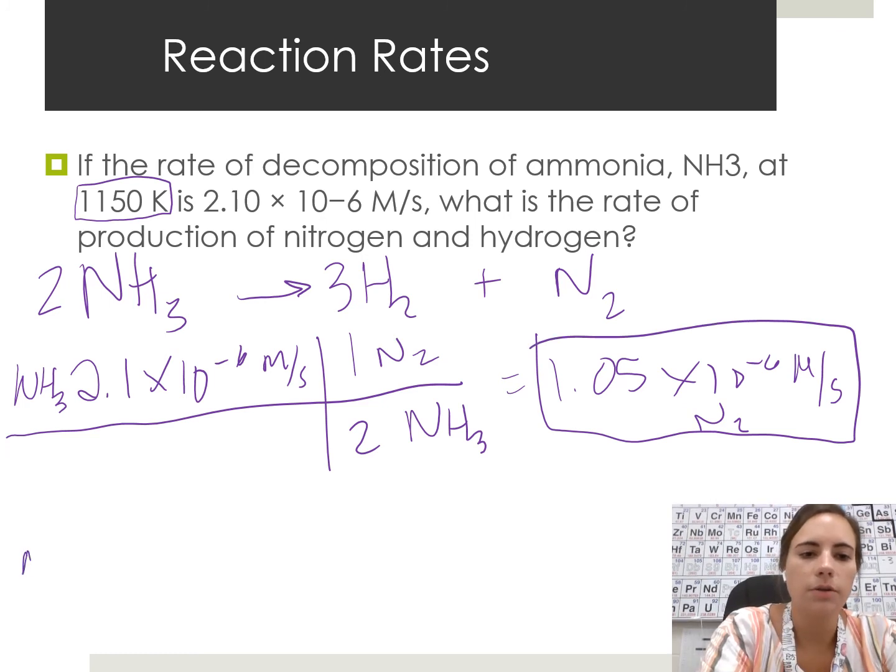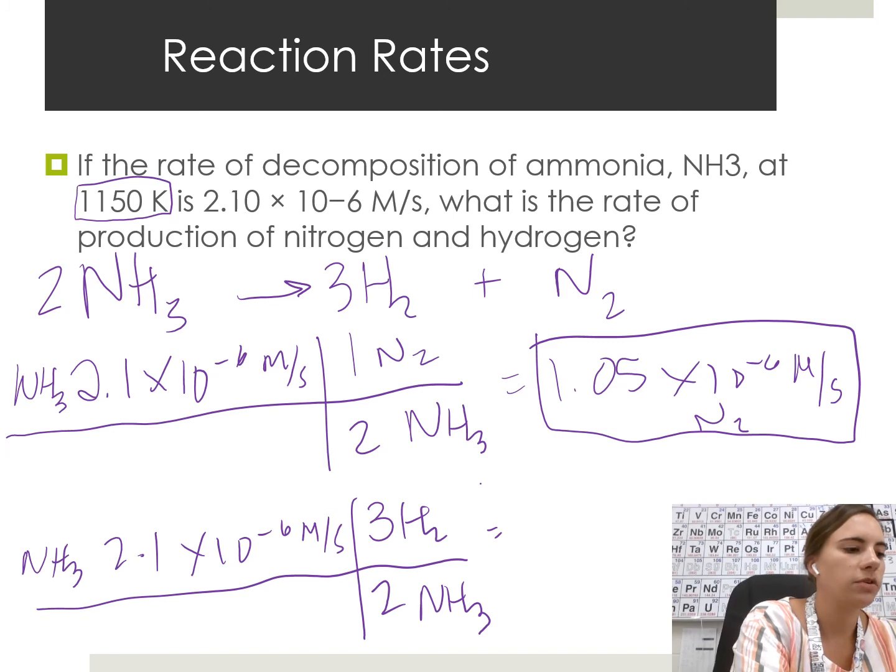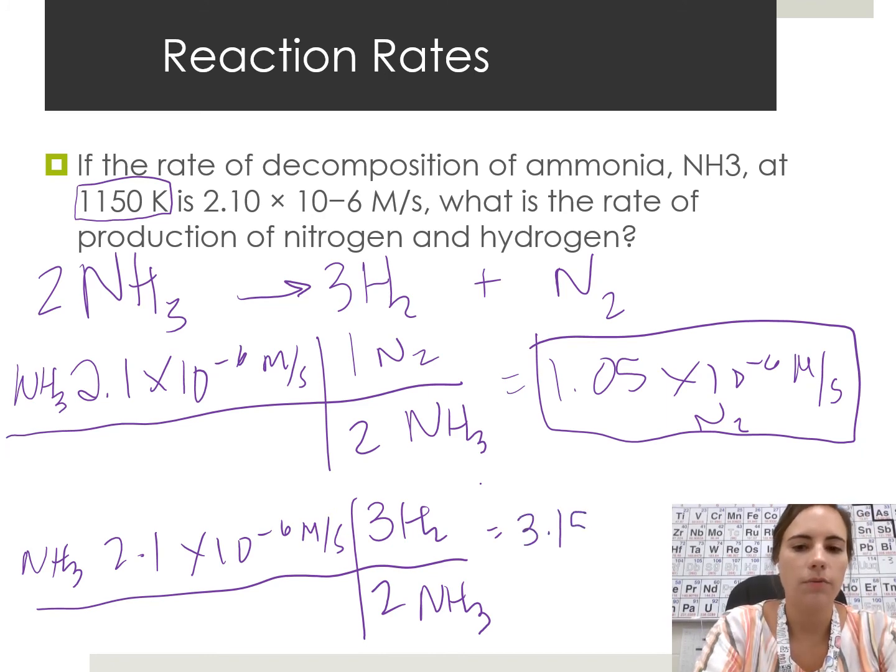And then I'm going to do the same thing. 2 ammonias are used every time 3 hydrogens are produced. So I'm going to multiply that rate by 3, and then I'm going to divide it by 2, and I get 3.15 times 10 to the negative 6 molarity per second, and that is for hydrogen.